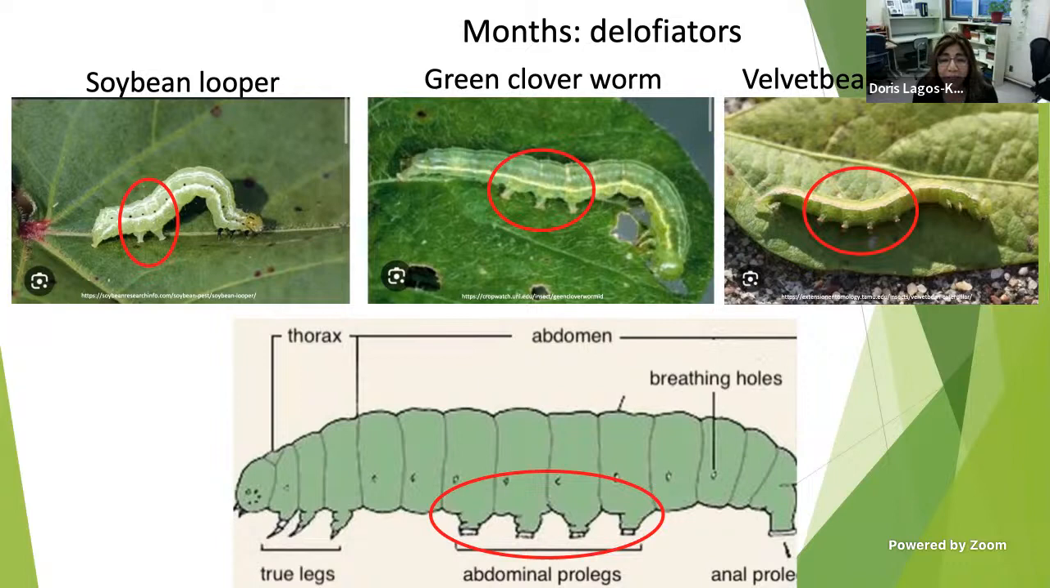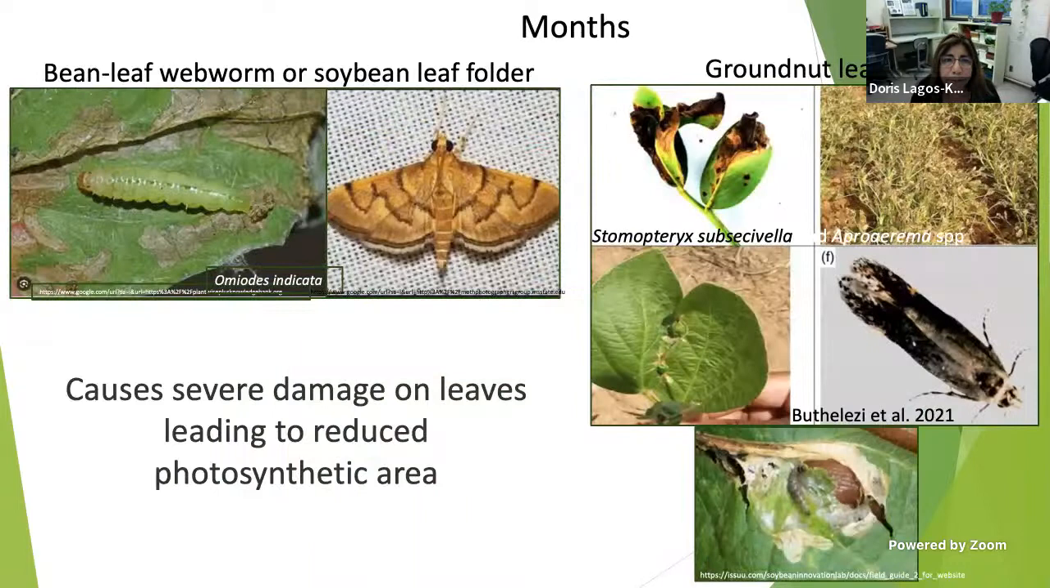And so these defoliators, if you don't evaluate your fields, if you see damage up to 35%, that's when it's a red flag to start looking for chemical control or other type of control to be used. So continue with moth, we have this bean leaf webworm or soybean leaf folder and the groundnut leaf miner.